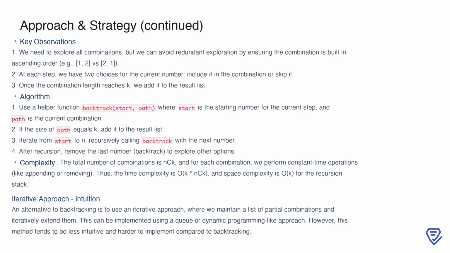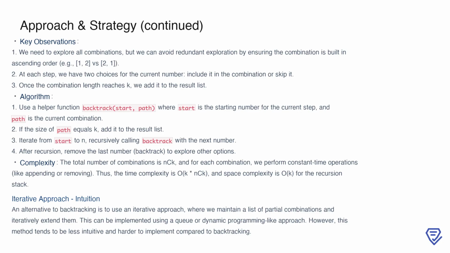Second, at each step, we have two choices for the current number, either include it in the combination or skip it. Once the current combination's length reaches k, we add it to the result list. To implement this, we can use a recursive helper function, backtrack(start, path). Here, start represents the starting number for the current step, and path keeps track of the current combination.